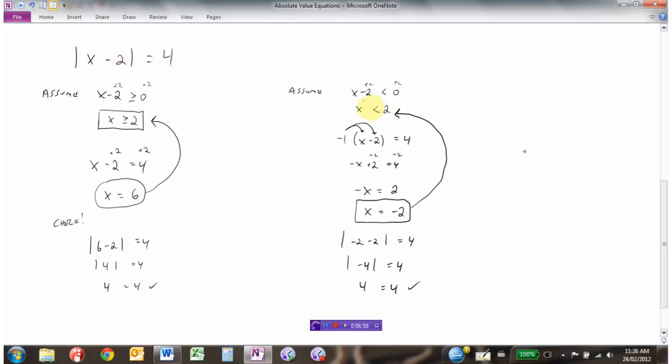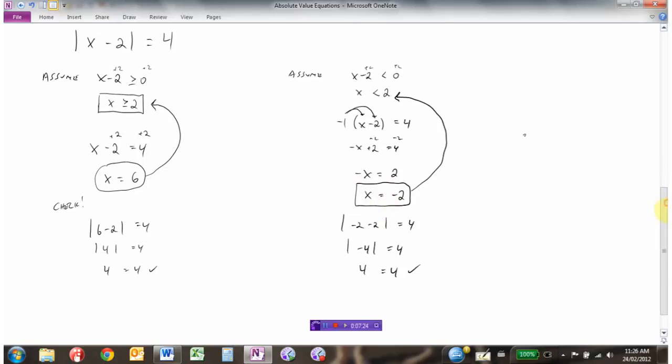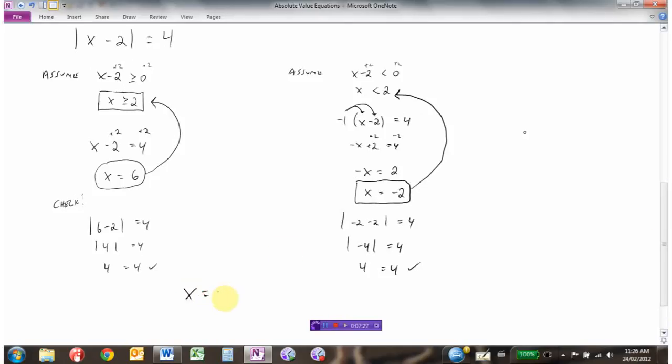In the second case, take what's in the absolute value and set it less than 0. So in other words, x now needs to be less than 2. This time, because this is negative, we need to multiply the absolute value part by negative 1 because that's going to make it positive. And when we solve that equation, we get our second answer. So the two solutions to this question are x equals minus 2 or x equals 6. This would be our final solution to this question. Two solutions. Let's look at another example.